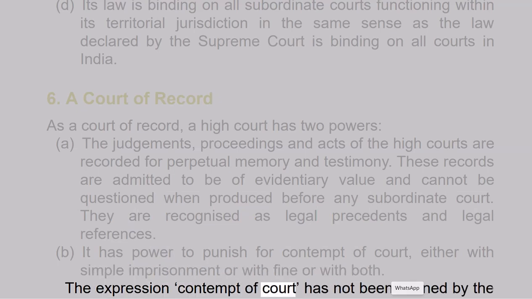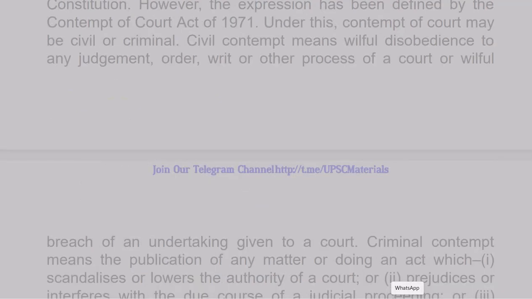The expression contempt of court has not been defined by the Constitution. However, the expression has been defined by the Contempt of Court Act of 1971. Under this, contempt of court may be civil or criminal. Civil contempt means willful disobedience to any judgment, order, writ or other process of a court or willful breach of an undertaking given to a court.